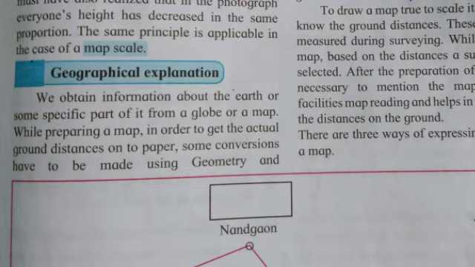Geographical explanation. We obtain information about the earth or some specific part of it from a globe or a map. While preparing a map, in order to get the actual ground distance onto a paper, some conversions have to be made using geometry and mathematics. The use of map scale is useful for this conversion. Let us get acquainted with these aspects of maps.